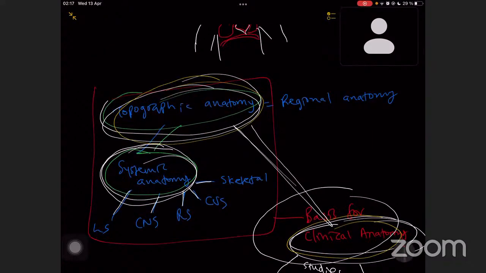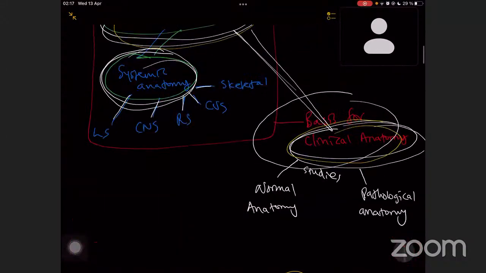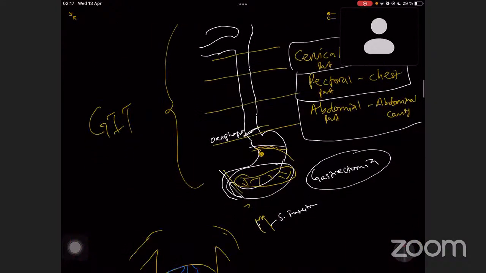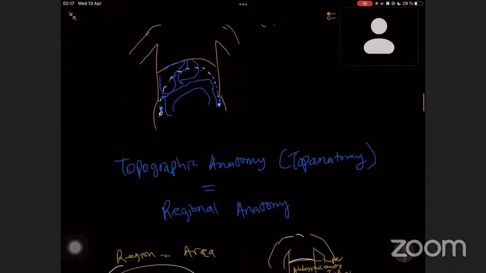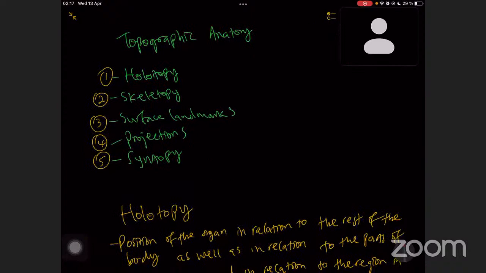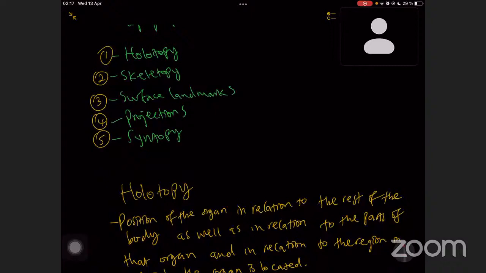Once again, we talked about topographic anatomy, which is also known as regional anatomy, and its relationship to systemic anatomy as well as clinical anatomy. We talked about the different terminologies used to help us understand the topography of organs: holotopy, skeletopy, surface landmarks, projections, as well as synthopy. Holotopy talks about the relationship of the organ to the rest of the body with respect to the different planes of the body. Skeletopy is the relationship of the organ to the nearby bones.